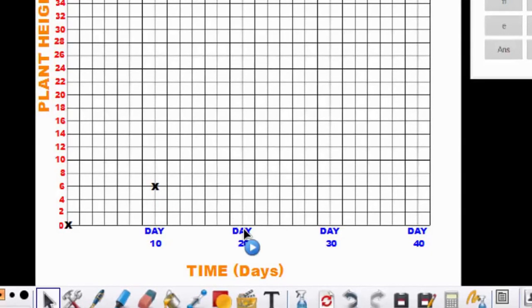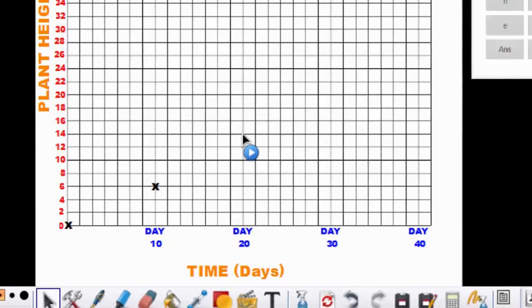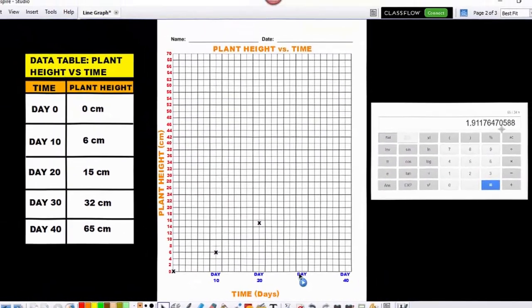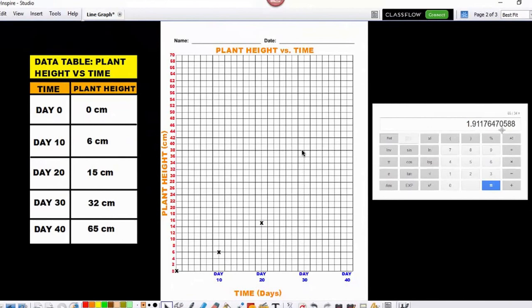Day 20, we go to 15. So we go up, and we notice that 15 is in between 16 and 14 here. So we plot our X there. And we do the same thing all throughout for the rest of our data. So 32 is this line right here. And then we have 65 on this line right there. So we have our data points plotted.